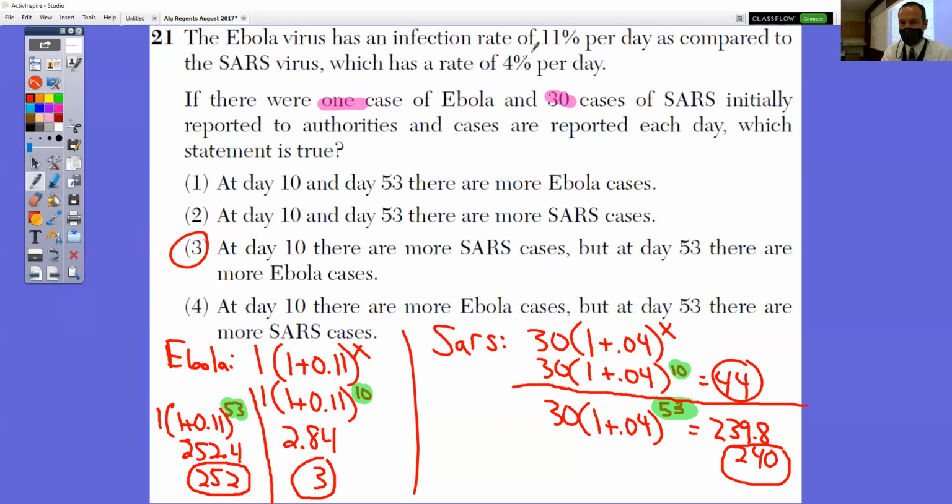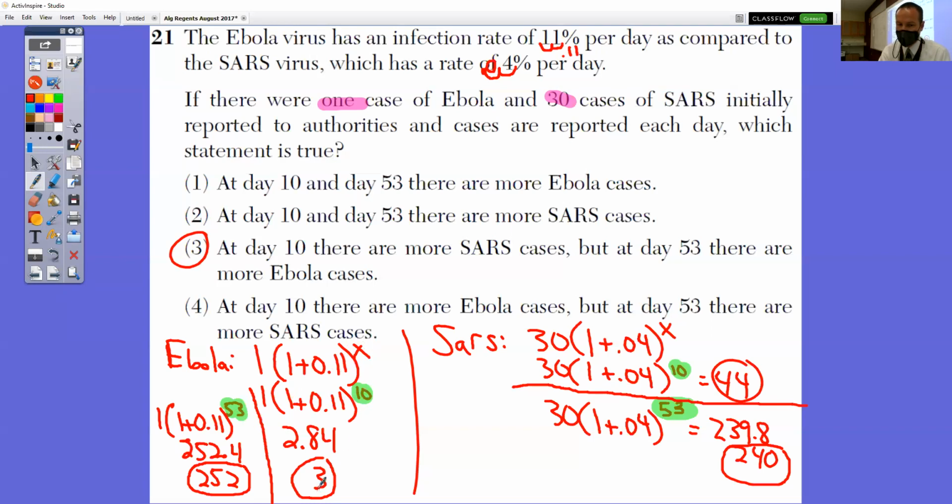Remember what we did here was we moved the decimal point over 2 places. So this becomes 0.11. We move the decimal point over 2 places. So this becomes 0.04. That's where I'm getting the 0.11s from and the 0.04s from. So anyway, one case, an 11% increase. So 1 plus this to the x power. They want to know at day 10 and they want to know at day 53.